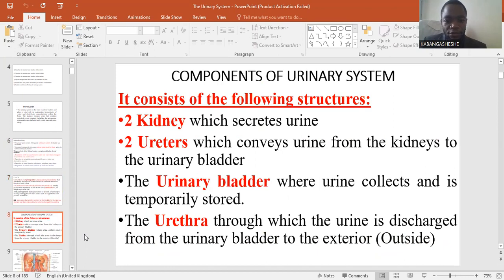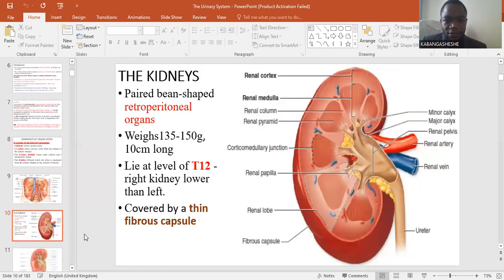Let's look at the components. So this one was already tackled, so we can skip this part. We now look at the kidneys. So the first part of the urinary system, we'll look at the kidneys. So here I'll focus on the gross appearance of the kidneys. Then in another part, we'll discuss the histological features of the kidney. So let's look at the gross anatomy of the kidneys.